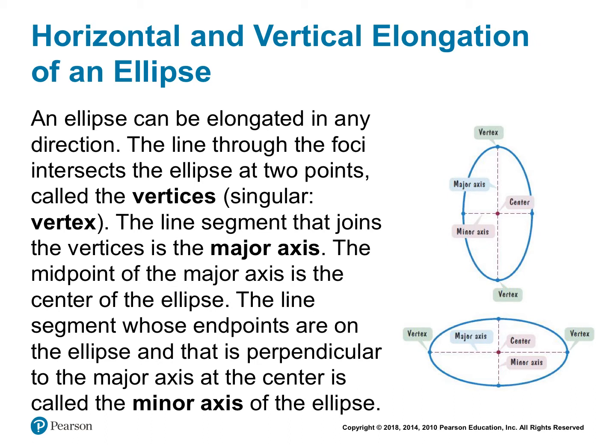The line through the foci intersects the ellipse at 2 points called the vertices. The line segment that joins the vertices is the major axis, which you can see is going to be the longer one in both of these pictures. The midpoint of the major axis is the center of the ellipse. The line segment whose endpoints are on the ellipse and that is perpendicular to the major axis is the minor axis. That's the smaller of the 2 axes.